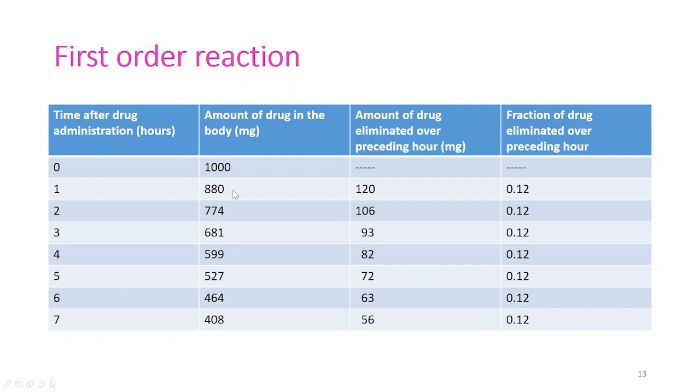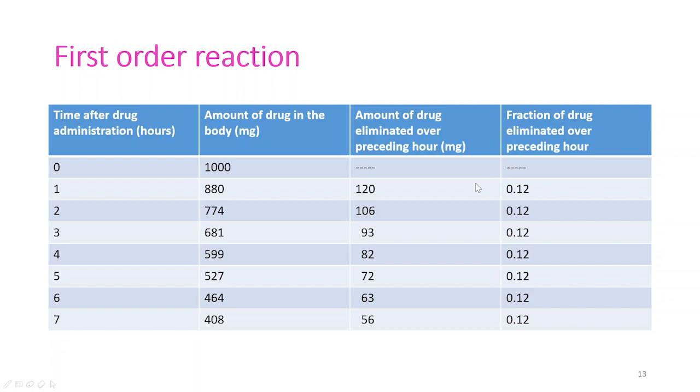So if we look at it, the amount of drug eliminated is not the same. No? Not the same. But we can see that when we compute it in fraction form or percentage form, this represents a constant fraction of drug eliminated. So from this, we can say that this drug has 12% of its amount eliminated every hour.